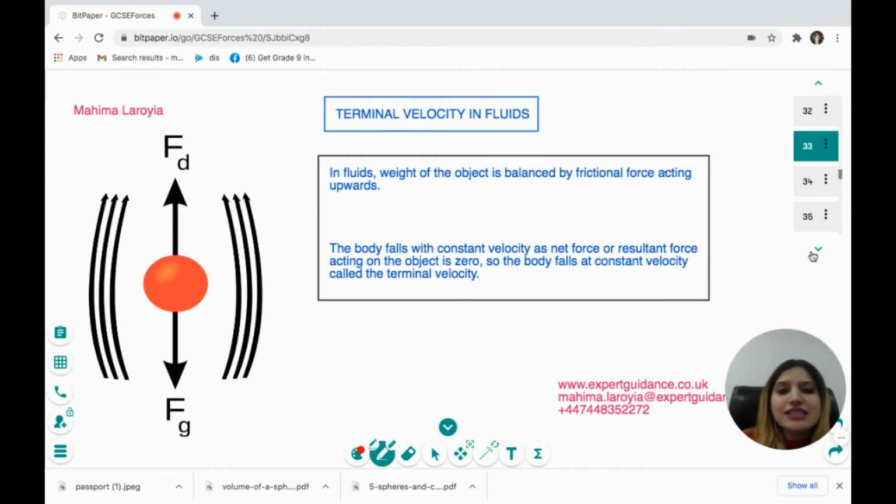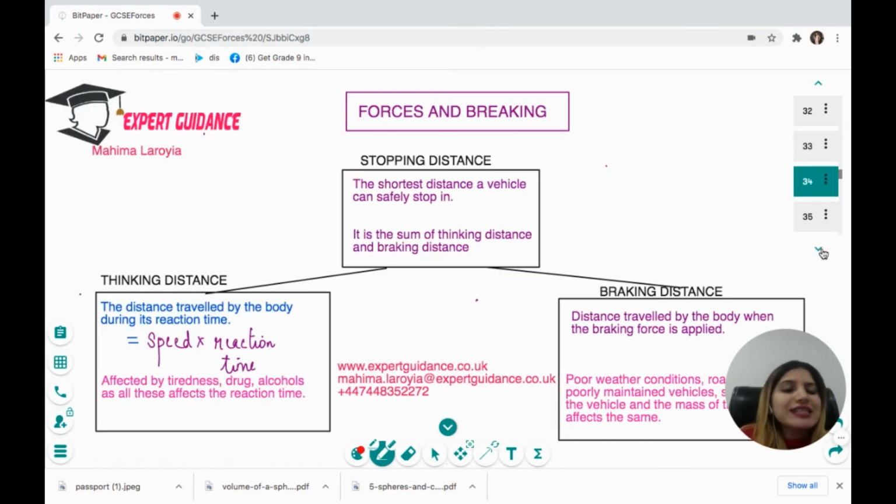Now, terminal velocity is also seen in fluids. When you drop something in water, the weight of the object is balanced by the frictional force acting upwards. The body falls with constant velocity as no net force, or resultant force, acts on the object. So the body falls at constant velocity, called the terminal velocity. So this concept is also seen in fluids.